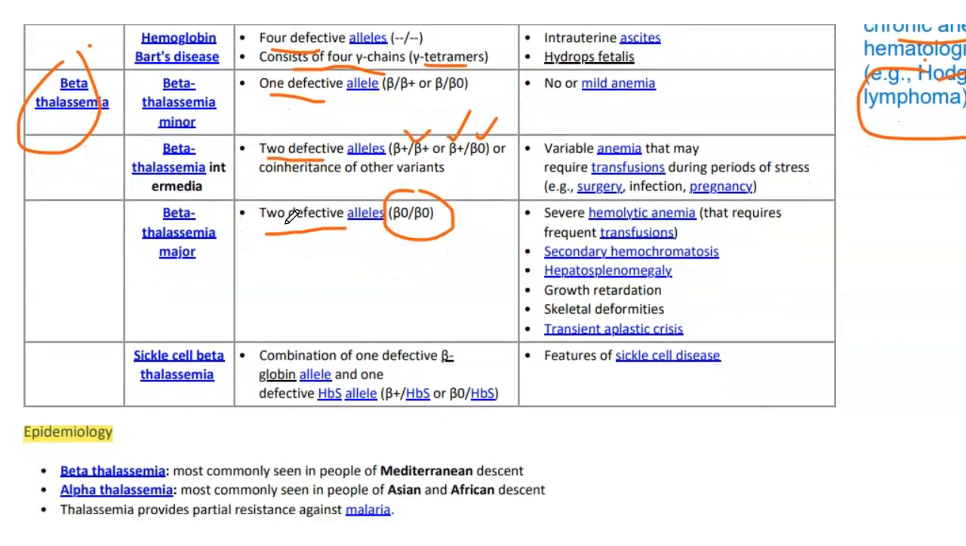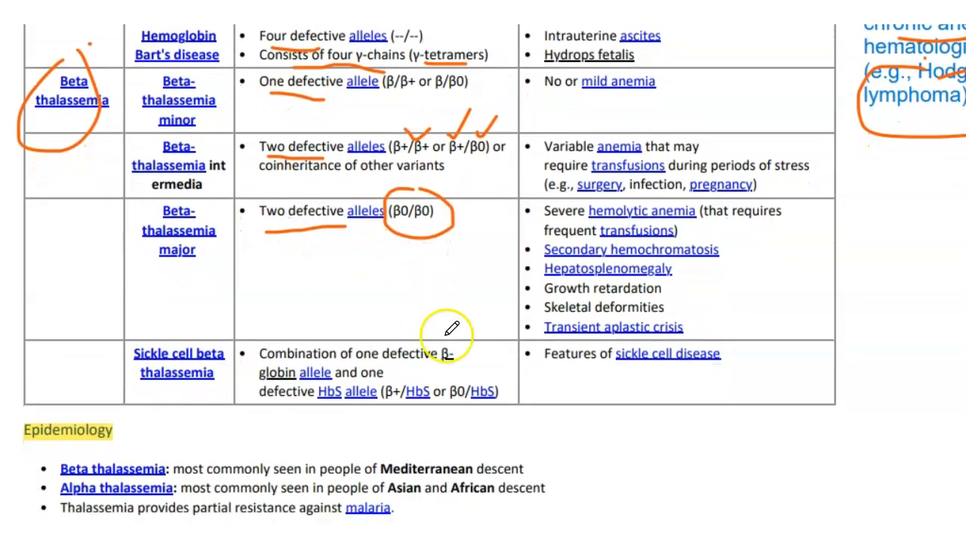We also have sickle cell beta thalassemia, which is a combination of beta globin chain defect and one defective HbS allele. So we have either reduced beta chain with HbS or we have absent beta with HbS.